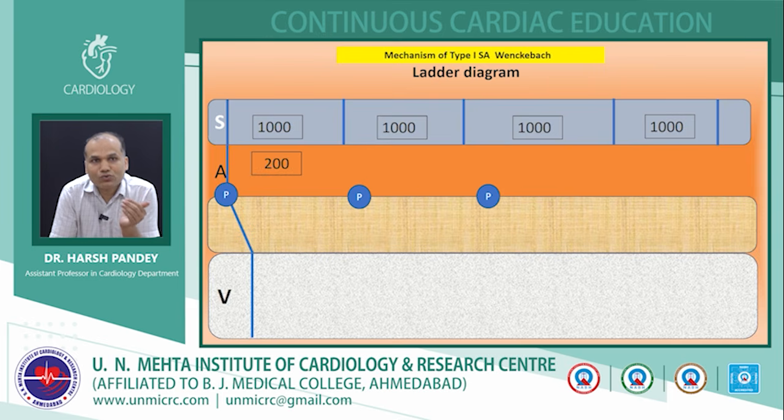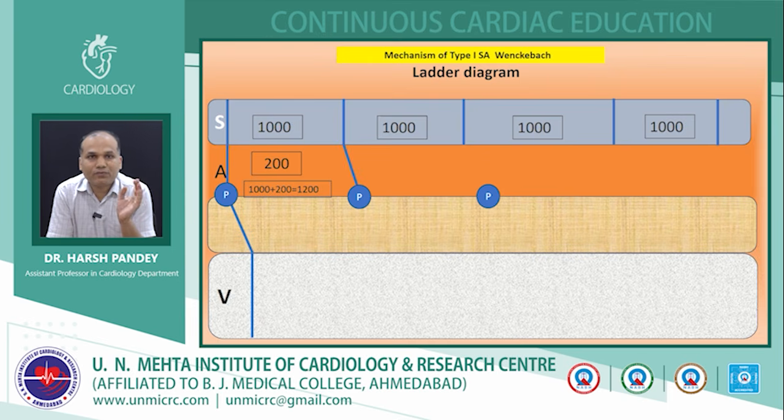The impulse from the sinus node to the atrial discharge will take some amount of time, which is shown here as 200 milliseconds. So the PA will be formed by a duration of 1200 milliseconds: 1000 milliseconds of the sinus node discharge and 200 milliseconds of delay at the level of the atria. So the PA will be formed by a 1200 millisecond cycle duration.